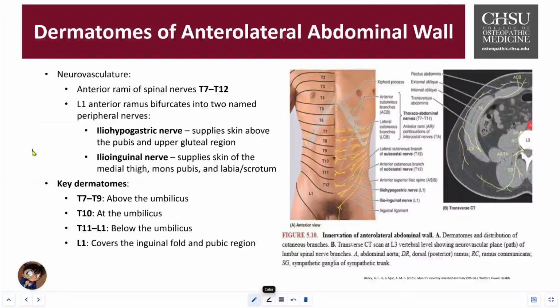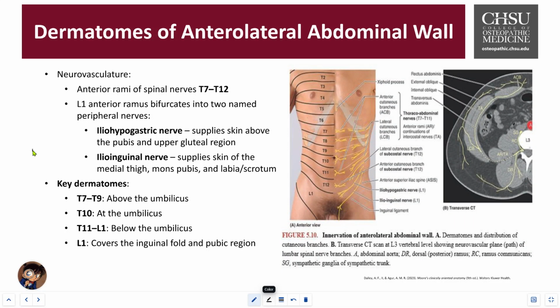The neurovasculature of the anterolateral abdominal wall is primarily supplied by the anterior rami of spinal nerves T7 to T12, which provide both motor and sensory innervation. The L1 anterior ramus bifurcates and splits into 2 key peripheral nerves: the iliohypogastric nerve, which innervates the skin above the pubis and the gluteal region, and the ilioinguinal nerve, which supplies sensation to the medial thigh, the mons pubis, the labia, and the scrotum for males.